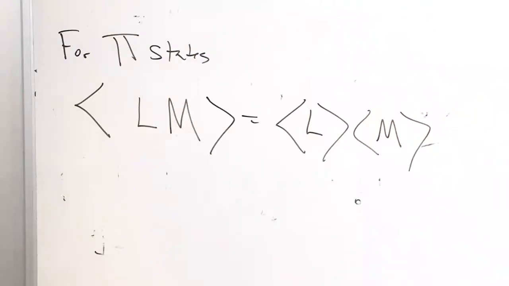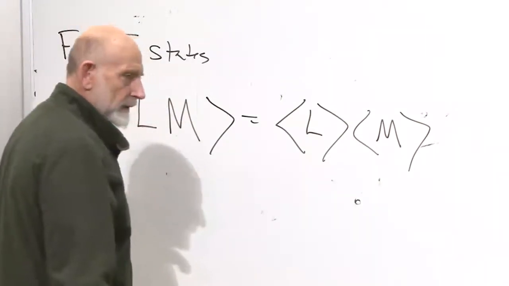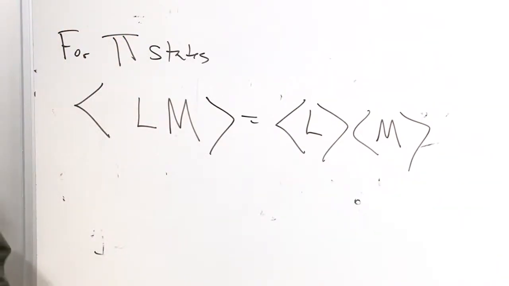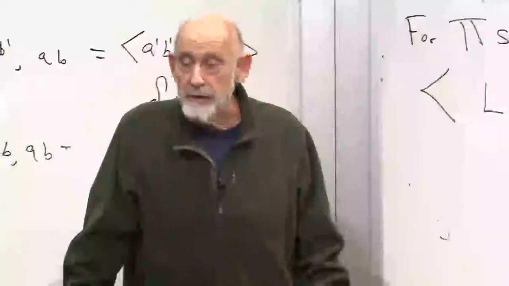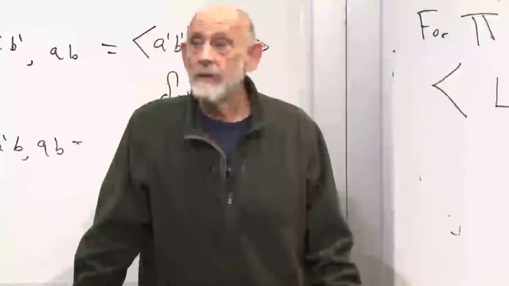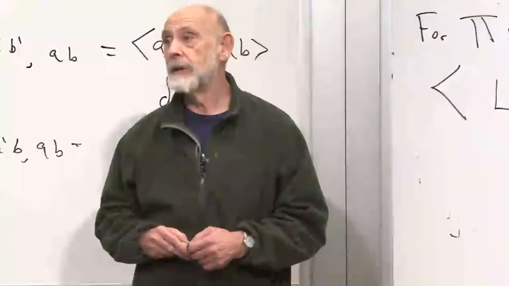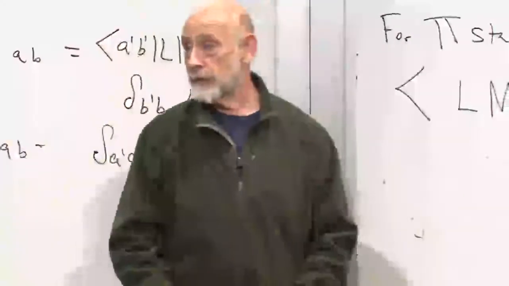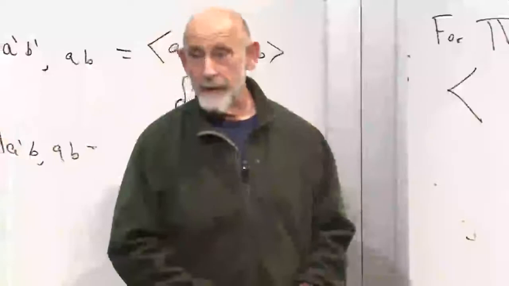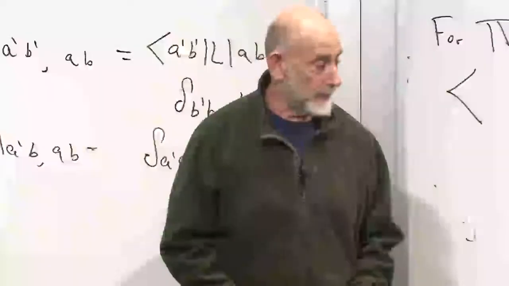Now, is this something that we expect to always be true for every state? Even in classical probability theory, if we have a probability distribution for two variables, in general, is it true that the average of the product is the product of the average? Only if the variables are independent. Which means what in terms of the probability distribution? Exactly what you've written there. It means that it factorizes. It means that the probability distribution is a product of two probability distributions.